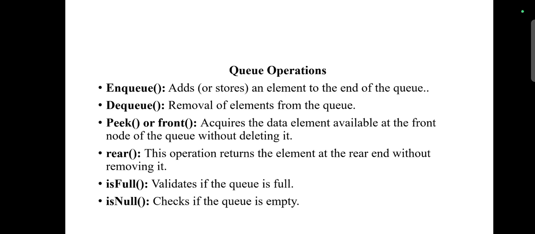Removal of elements. What is peek? The topmost element. What is rear? Rear returns the element without removing it. Is full means if the queue is full, we will return the element out. Is null means check if the element is null.